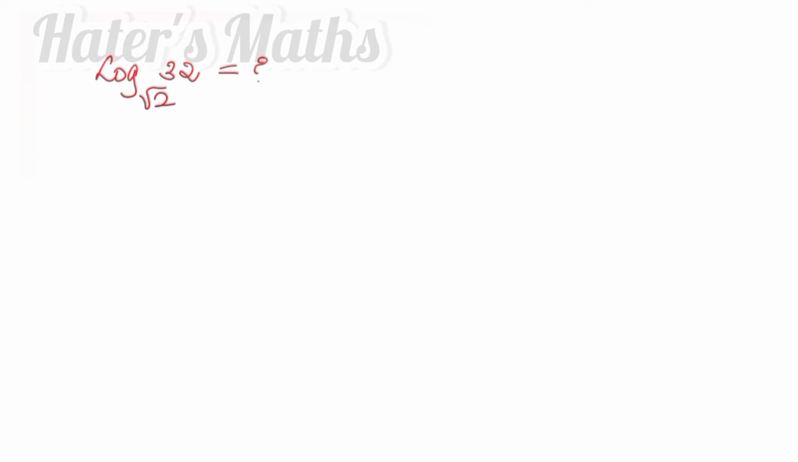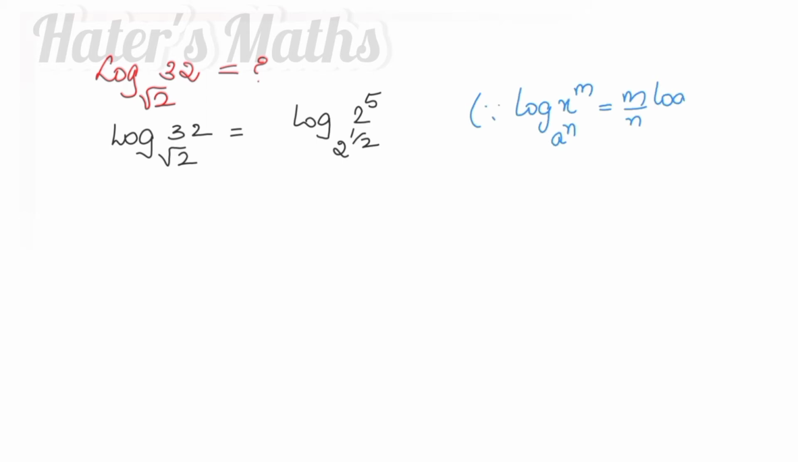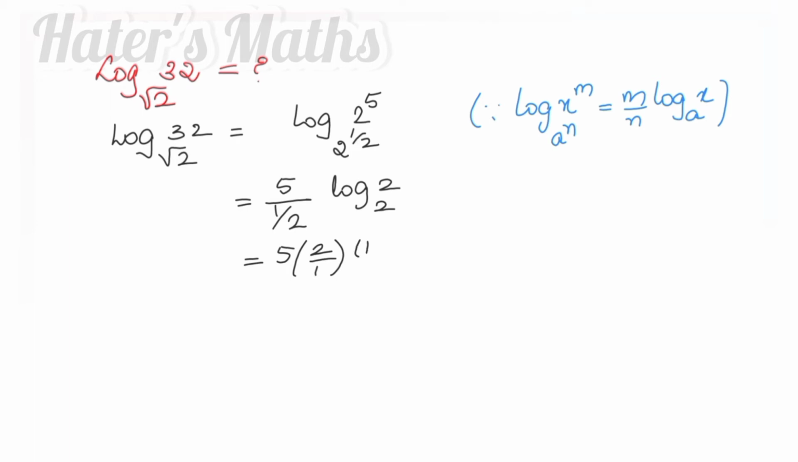Log 32 to the base 2 can be written as follows. We have to change all of these into the same number. That means 32 can be written as log 2 power 5 to the base 2 power half. By using the formula log x power m to the base a power n is equal to m by n log x to the base a, it is equal to 5 by half log 2 to the base 2. Again, 5 into 2 by 1 is 10, and log 2 to the base 2 is 1 only, which is equal to 10.